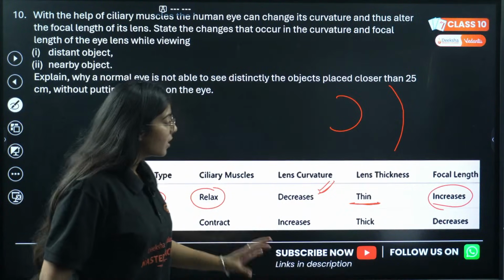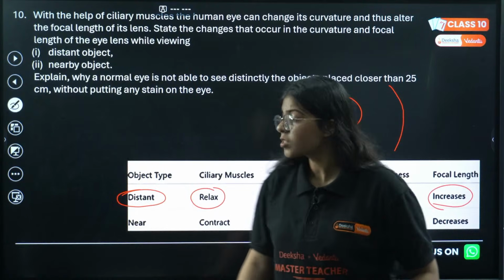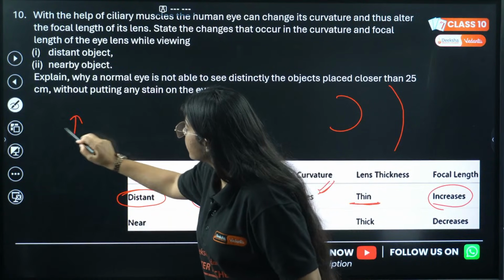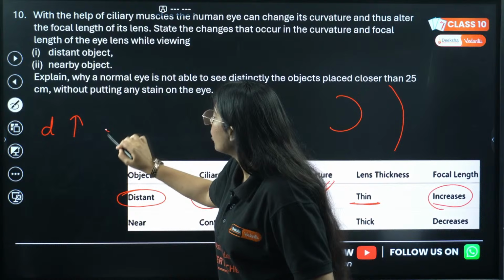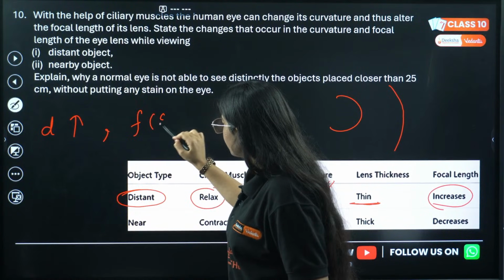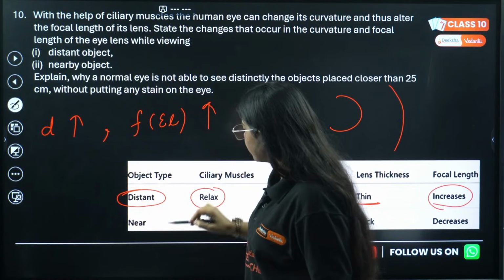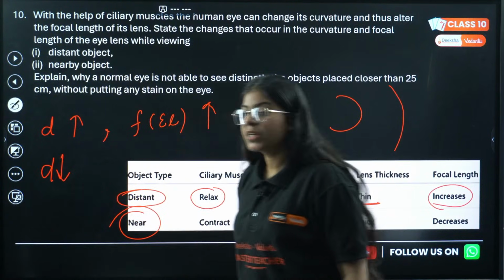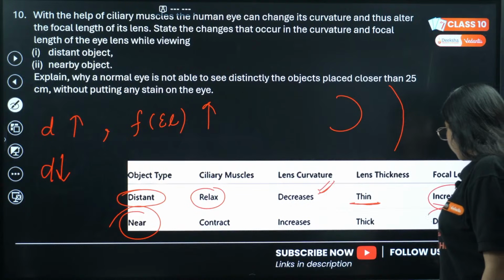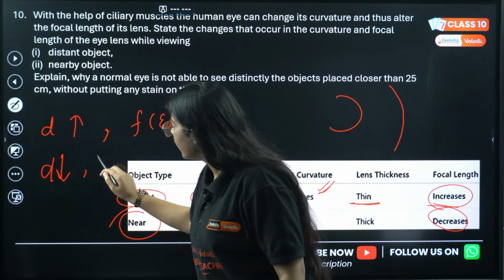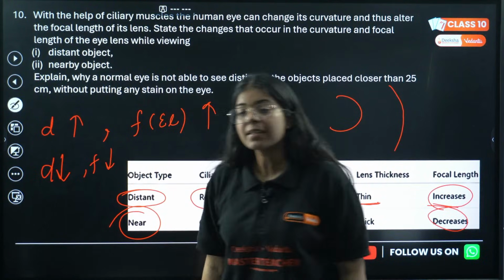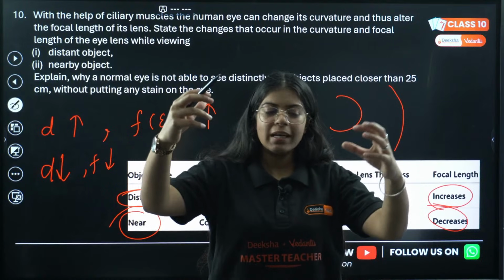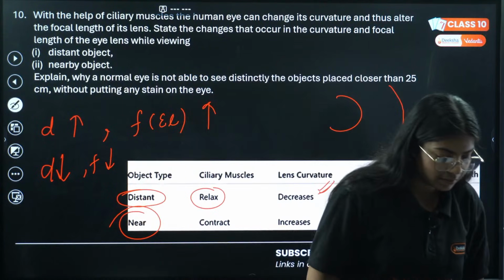You can just remember this point: if distance is more, focal length of the eye lens is more. If distance is less, the object is very near, then my focal length will decrease, correct? More distance, more focal length; less distance, less focal length.